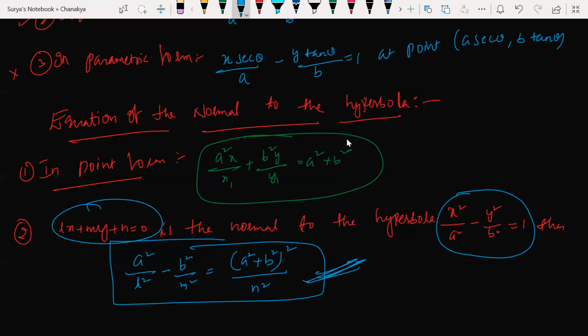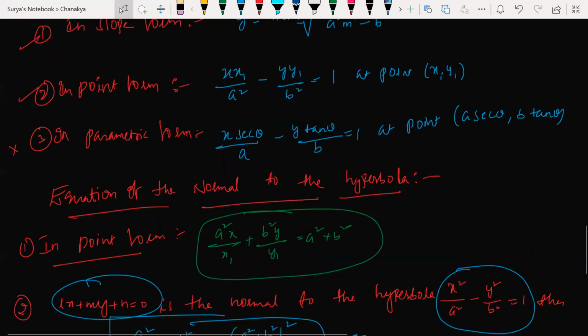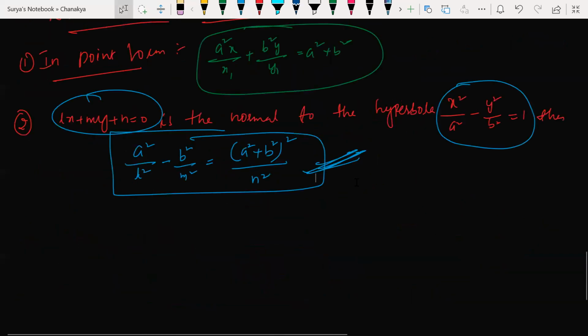कोई doubt है children? If you want proof of the standard equations of the hyperbola, however we solved it for the ellipse, in a similar way you need to solve it for the hyperbola as well. Whatever proof we have given for the ellipse, similar way. इसमें कोई change नहीं है. ठीक है? समझ रहे हो? Getting my point?